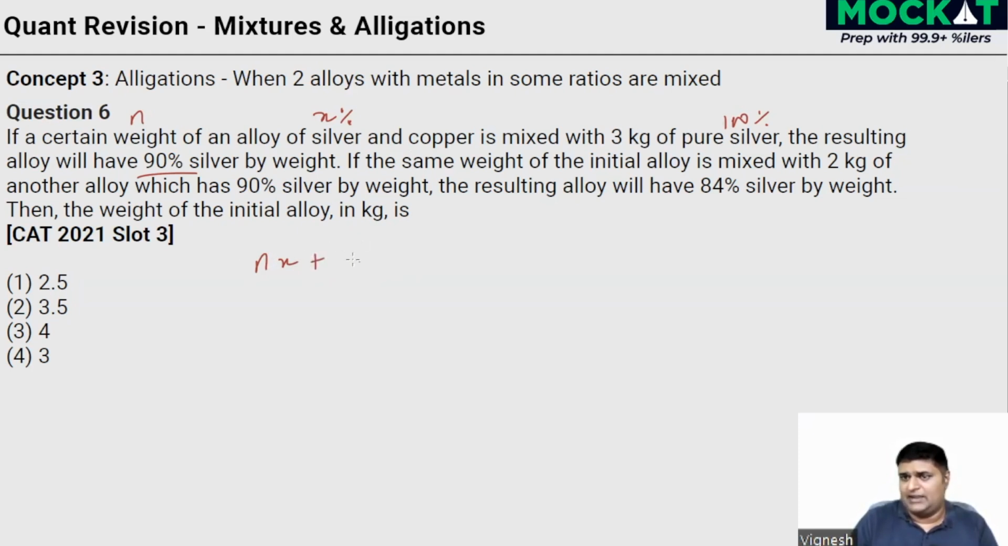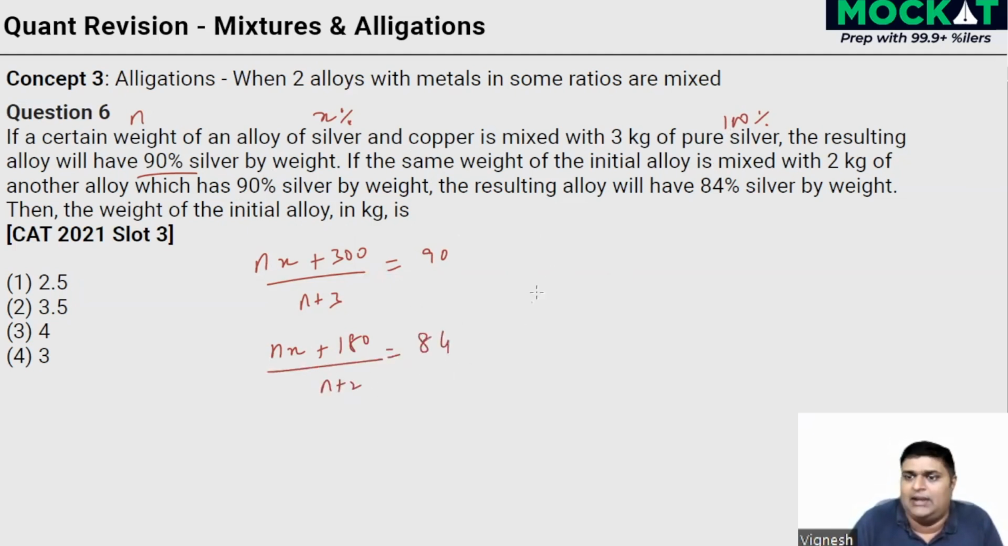Plus 3 kg of 100%. So 300 divided by the sum of weights, n plus 3, right, over here. And this is going to come to 90%. So the 90 percentages I'm not using. So likewise, the next one with the same weight of the initial alloy. So nx over here plus 2 kg of 90% silver. 2 into 90 is 180, divided by n plus 2 over here, and that's going to come to 84, right?